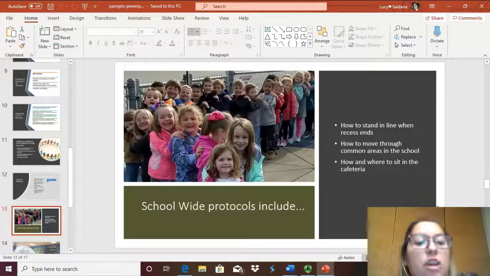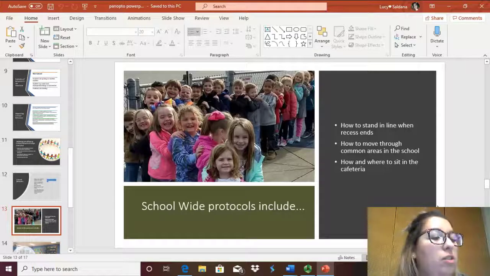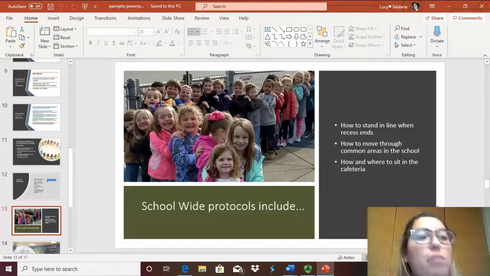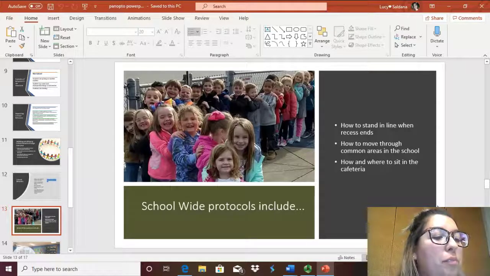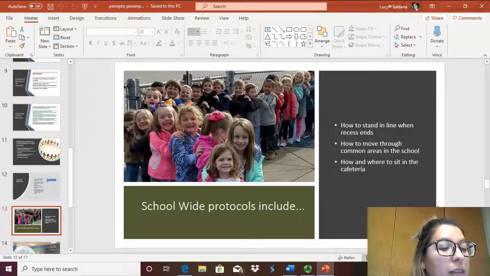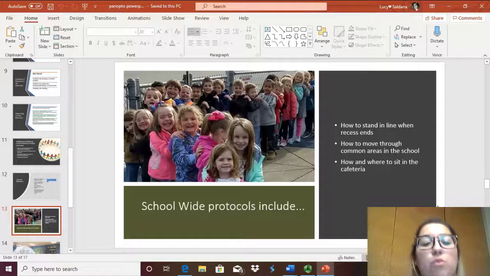So the next slide is talking about protocols, and there are two types of protocols that it talked about in the chapter. There's a macro level and a micro level protocol. Protocols are procedures and routines used in schools. The first protocols are called school-wide protocols, which include the way that students stand in line when it's time to come inside from recess.